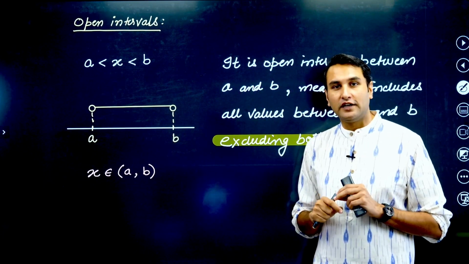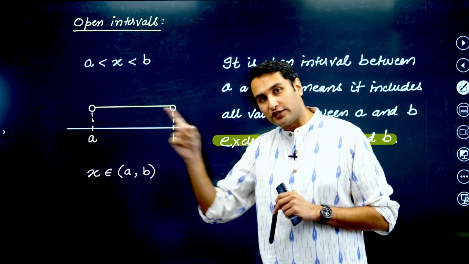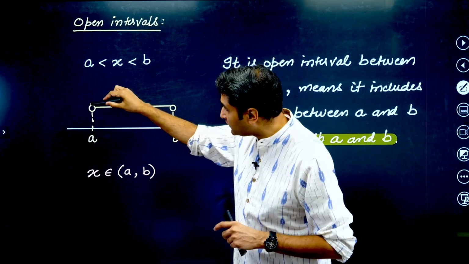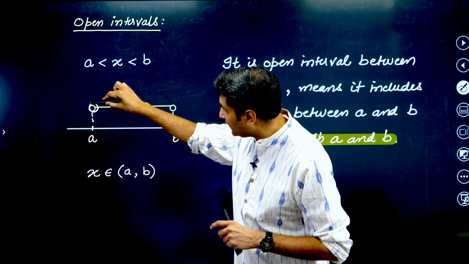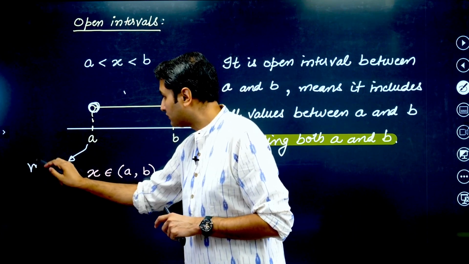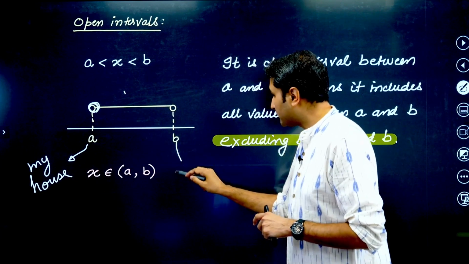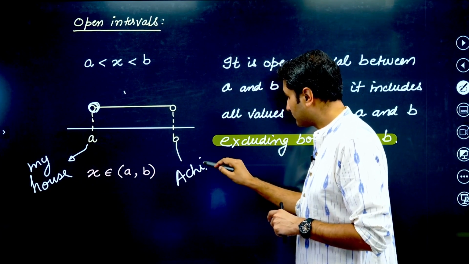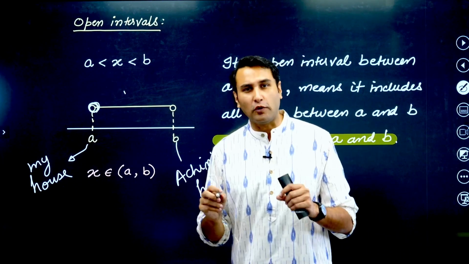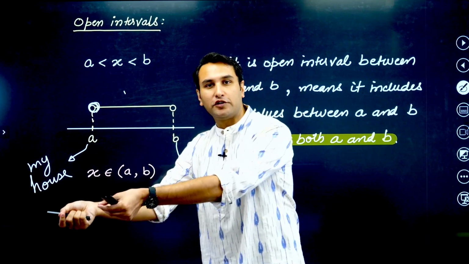So I used to go from my house to Achin's house. Now what happened one day, my mother gave me a 20 rupee note to be given to Achin's mom. So when I was standing outside my house, imagine this is my house. What is A? A is my house. And this is Achin's house. So you know what my mom did? When I was standing outside my house, my mom handed me the 20 rupee note.